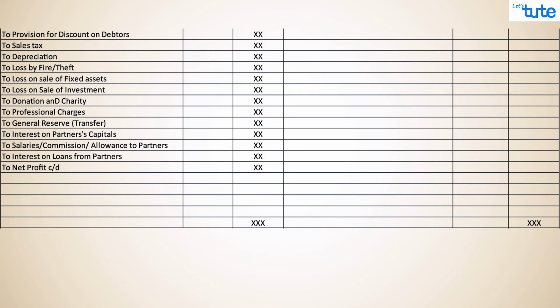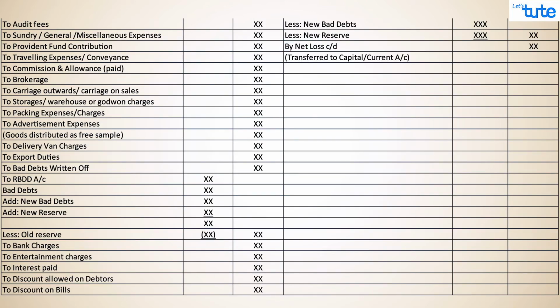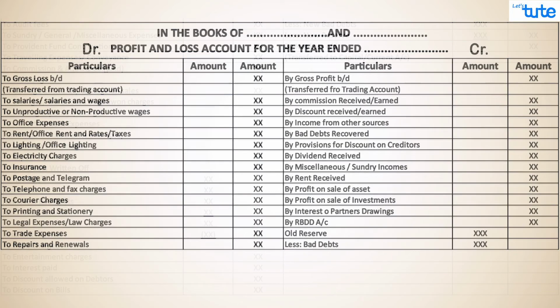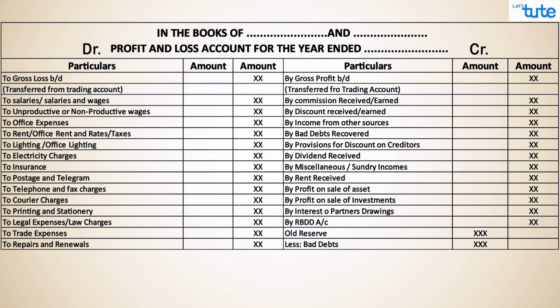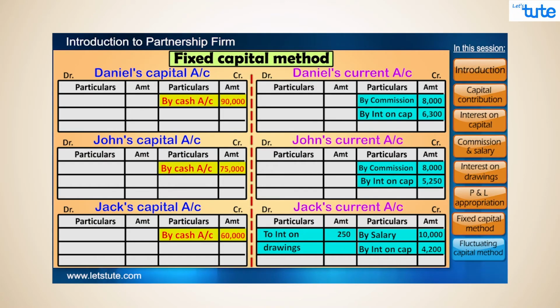Net profit is credited to the partners' capital account, that is added to the capital as partners receive their share of profit, and if net loss, then it is debited to the partners' capital account, that is deducted from the capital. After this, partners' capital and current accounts are prepared depending upon the method of capital accounts, whether the fixed capital method is followed or the fluctuating capital method.